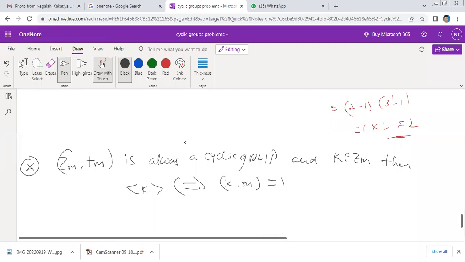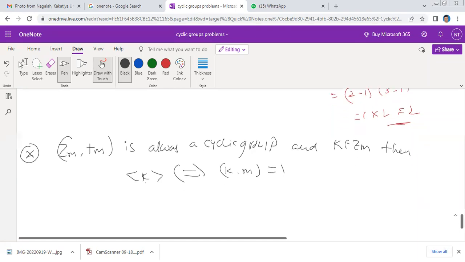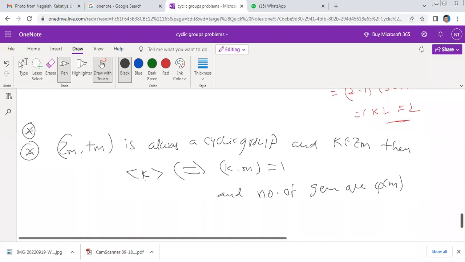This is the formula we mentioned above. We took Z6 under addition modulo 6. So what are the numbers relatively prime to 6? 1 and 5. Therefore 1 and 5 are the generators of this group. This is the important property for finding the generators under addition. It can be used only under addition. The number of generators is phi(m).